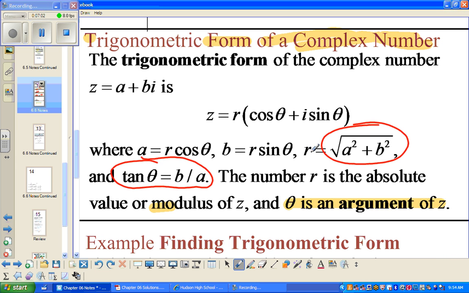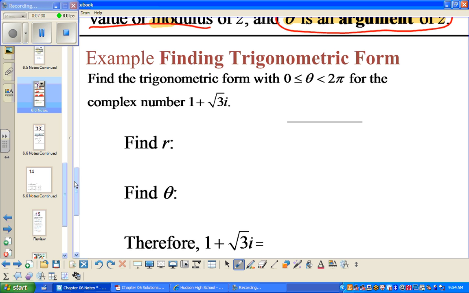Some other things to note. We call r the absolute value or the modulus of z, and we call theta the argument of z. Of course, as always, if you need to pause the video, feel free to do so to write down these notes.